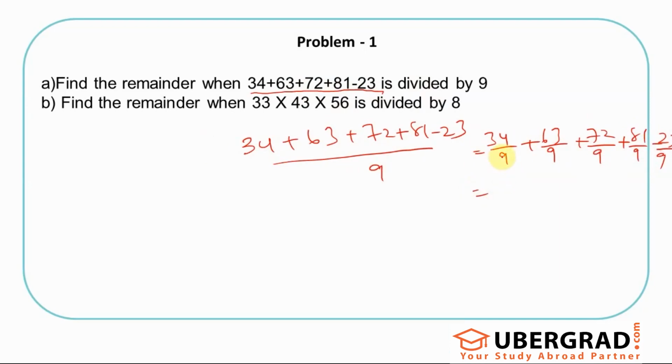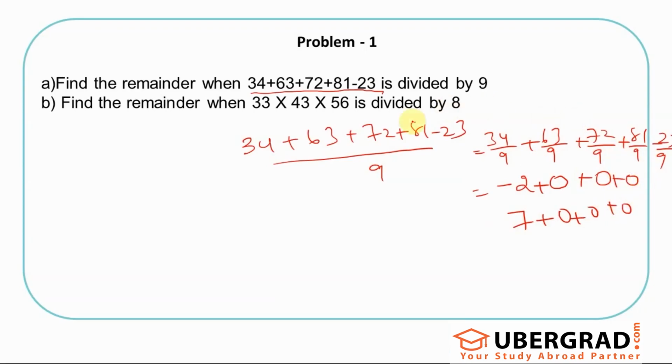So what will be the remainder when 34 is divided by 9? I know 9 4s are 36, so I can also use the negative remainder concept of minus 2, or I can write it as plus 7 completely. 9 3s are 27, so the remainder is 7. 9 7s are 63, so the remainder is 0. Right, 9 8s are 72, again the remainder is 0. 9 9s are 81, it's again 0.